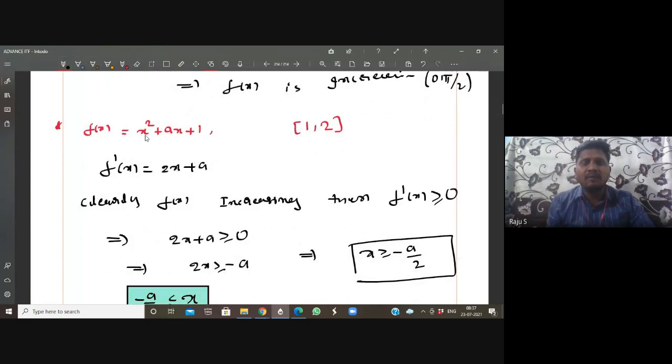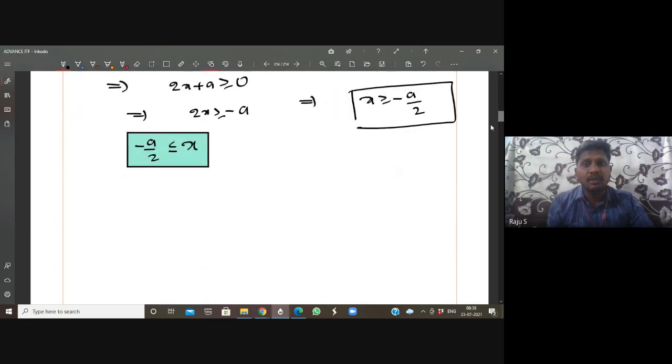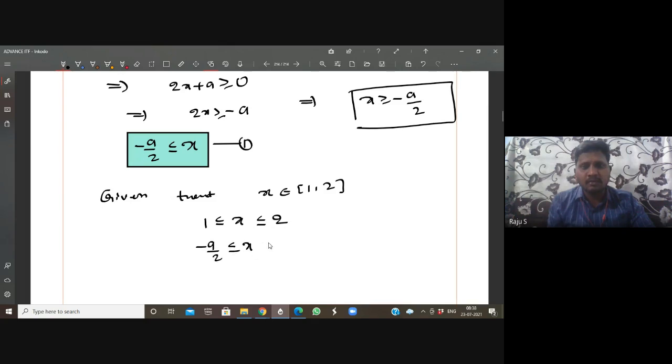1 comma 2. So f of x is equal to x square plus ax plus 1 for each x belongs to 1 comma 2. Here x belongs to the closed interval 1 comma 2. How can you write this closed interval 1 comma 2? 1 lesser than or equal to x, lesser than or equal to 2. Yes, students. From this, see here, shall I write minus a by 2 lesser than or equal to x lesser than or equal to, from what they have given.